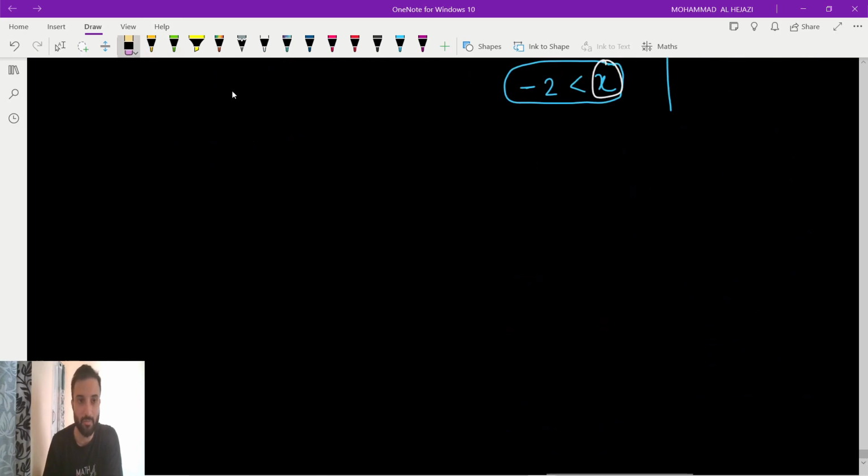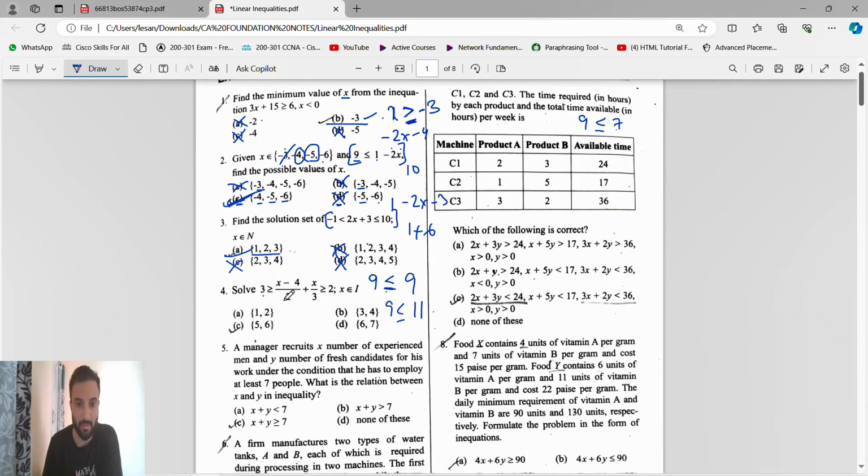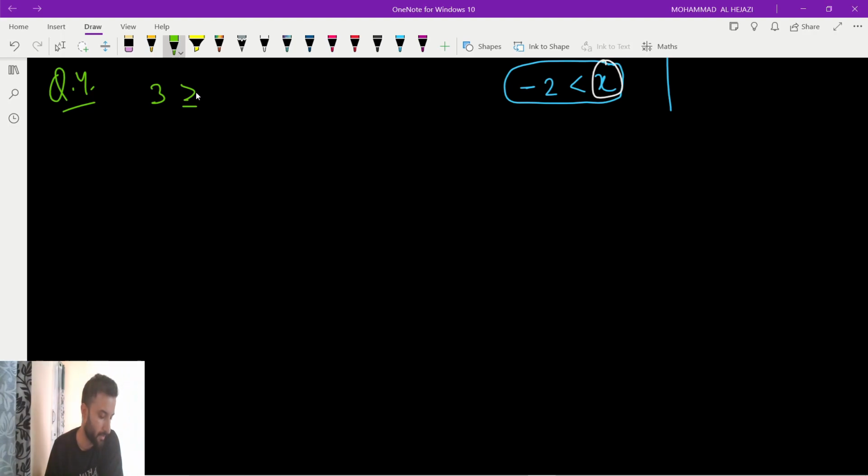Now next we will go for question number 4. Question number 4 is, again see, first part, second part, third part. Okay, we will solve it. 3 is greater than or equal to (x minus 4) by 2 plus x plus 3, greater than or equal to 2. So this is the first part, this is the second part, this is the third part.